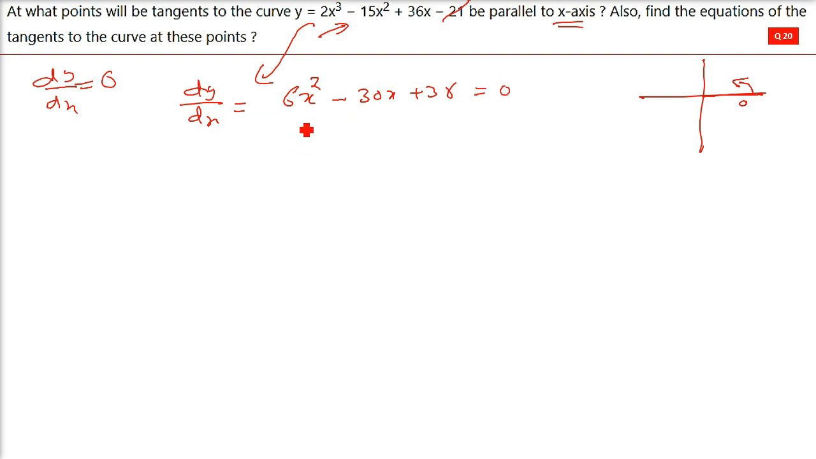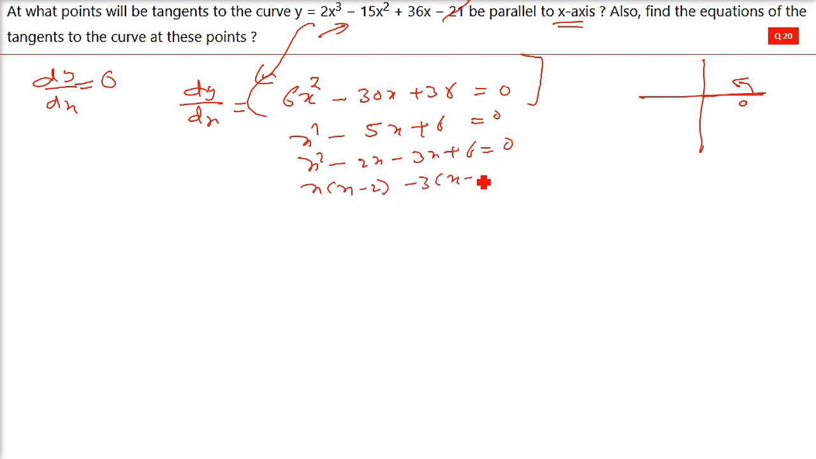Now divide everything by 6 here. This whole equation we are trying to solve. Divide everything by 6. So x square minus 5x plus 6 equals 0. x square minus 2x minus 3x plus 6 equals 0. Take x common, x minus 2, minus 3 common, x minus 2 equals 0. You have x minus 3 into x minus 2 equals 0, because this is how you're going to get the roots of this equation. One time you're going to get 2, one time you're going to get 3.